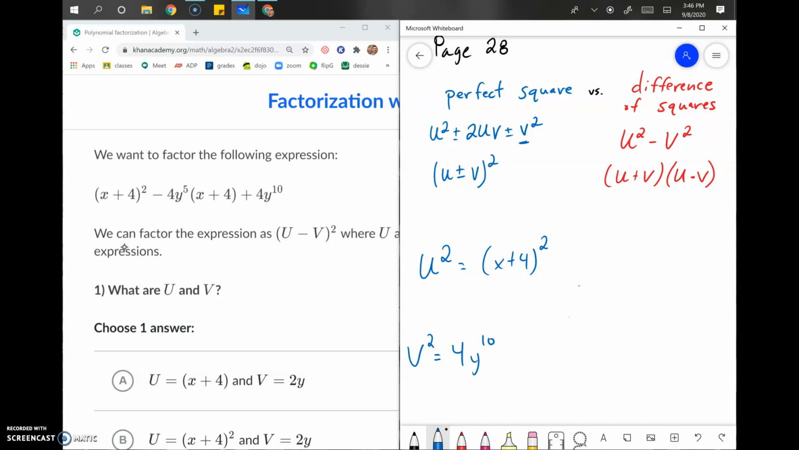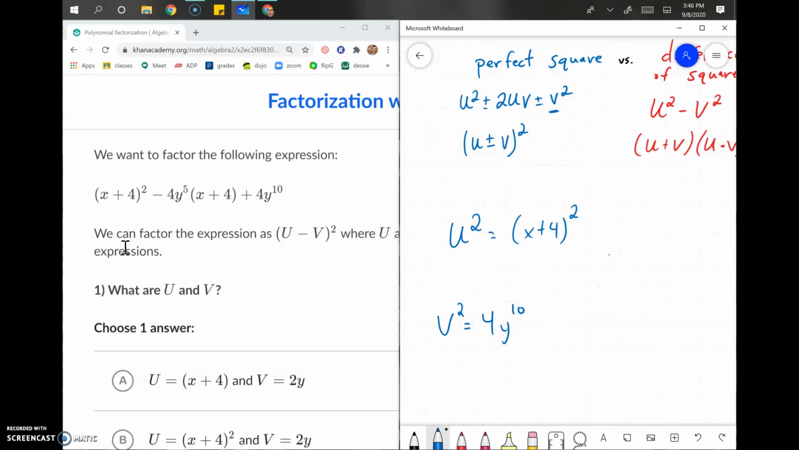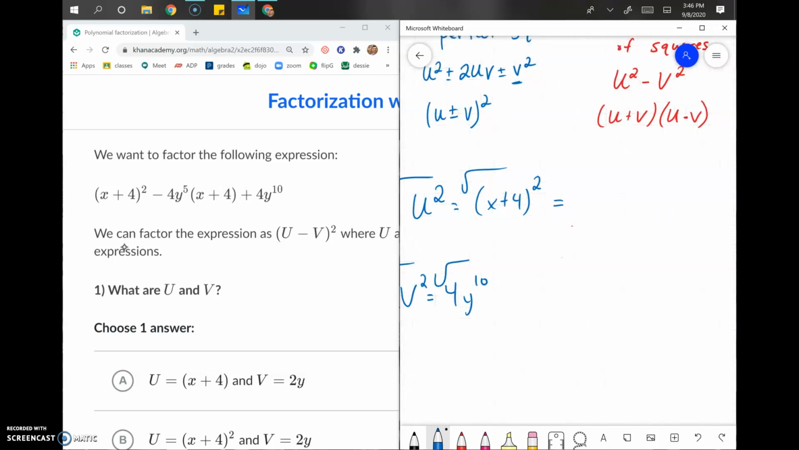And we need to figure out what u and v are. We know what u squared and v squared are. In order to figure out what u and v are, we've got to take the square root of these. Cool. That's really easy. The square root of (x plus 4) squared. These are inverses of each other. Another way of thinking about that is you divide exponents by 2 when you take the square root. So 2 divided by 2 is 1. So we're just left with x plus 4 to the first power, which is the same thing as just x plus 4. Let's be honest.